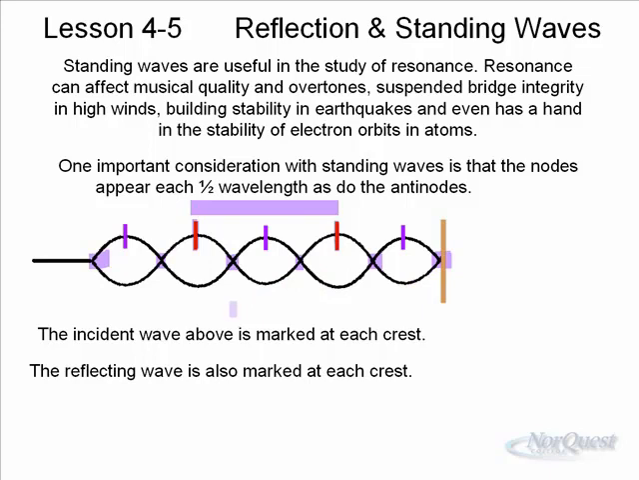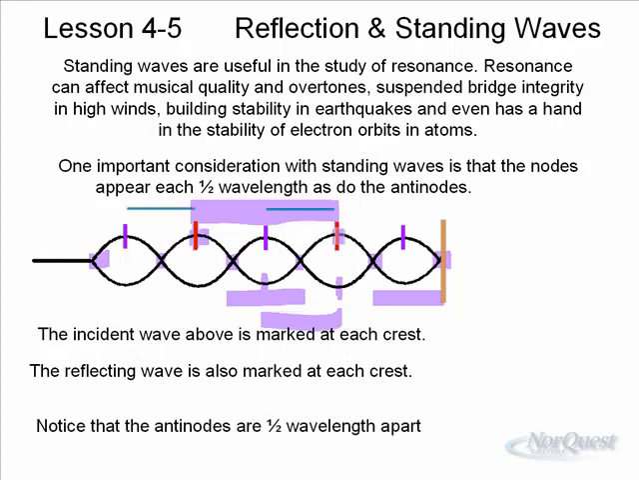Notice how far the nodes are apart. From one node to the next is only half a wavelength. And of course, between the antinodes, here's an antinode, here's the next antinode, notice that they are only half a wavelength apart, because we already established that this is a complete wavelength. From the red here to the red here, that's a complete wavelength. So notice that the antinodes and the nodes are half a wavelength apart. A very important idea when it comes to standing waves.